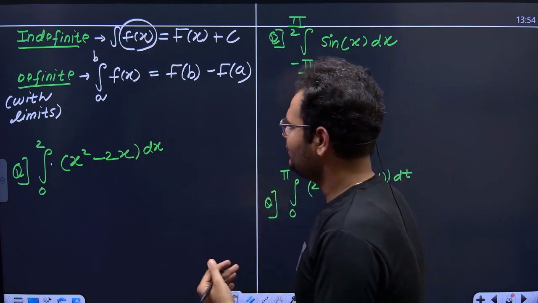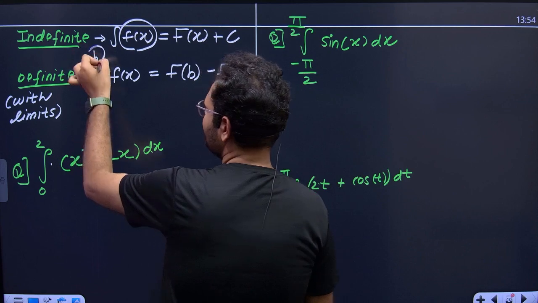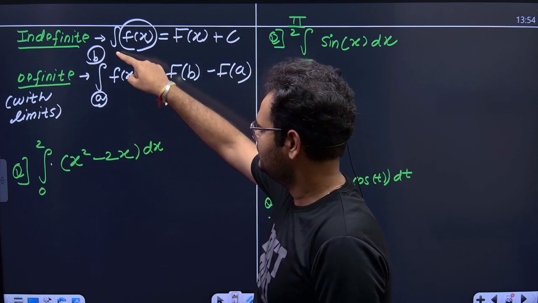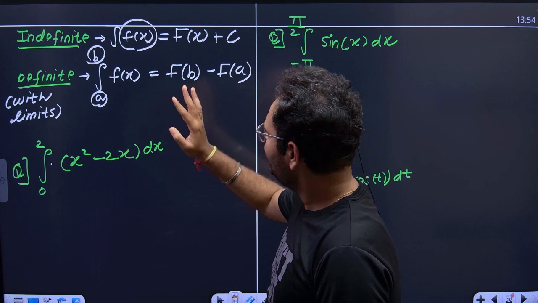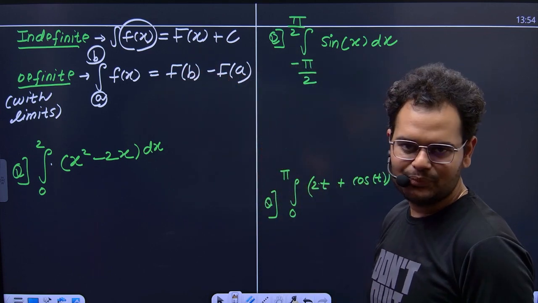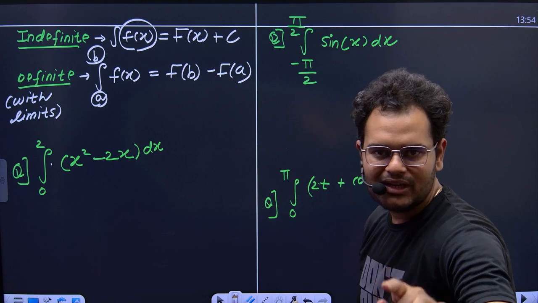Sir, what is definite? There are limits. One is called the upper limit, another is called the lower limit. This is upper, this is lower, and simply you have to substitute the values and subtract from each other in definite integration. It is as simple as that. You don't believe that it is simple? Then let us solve this question.